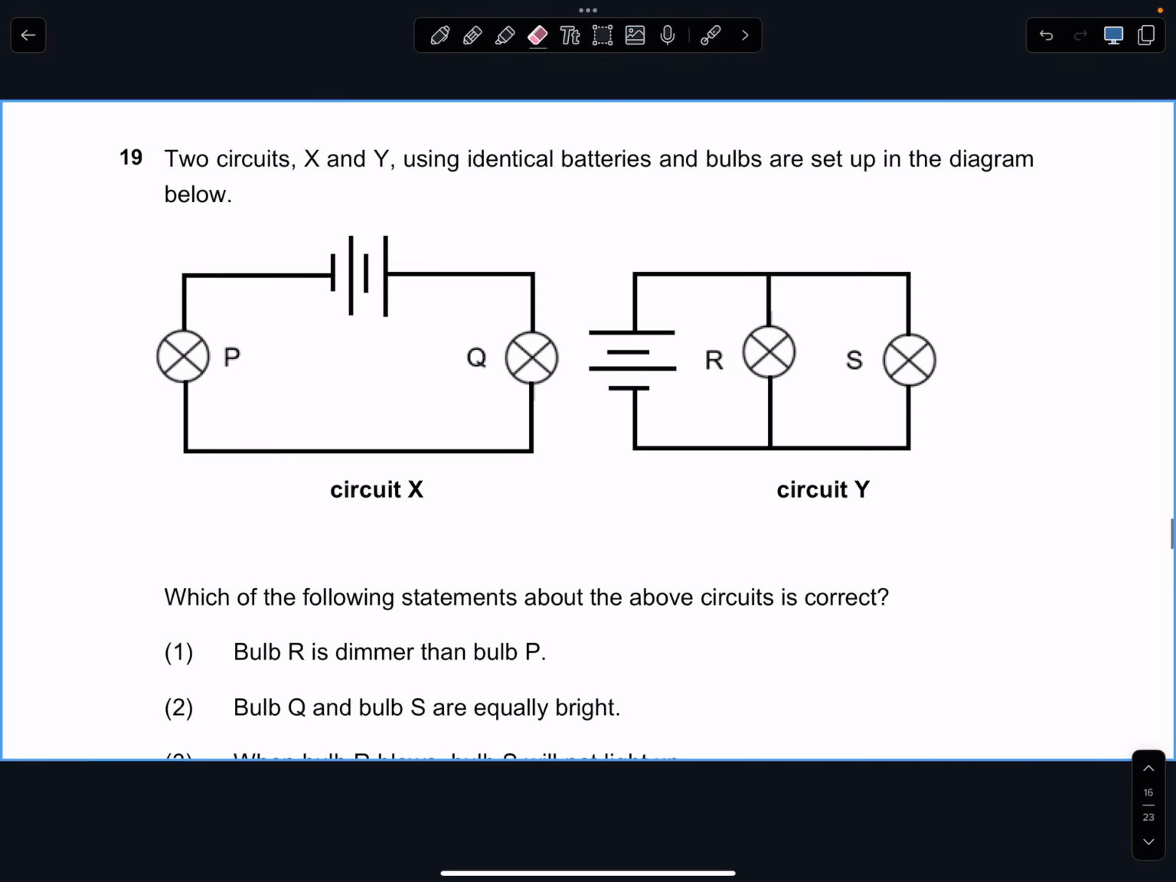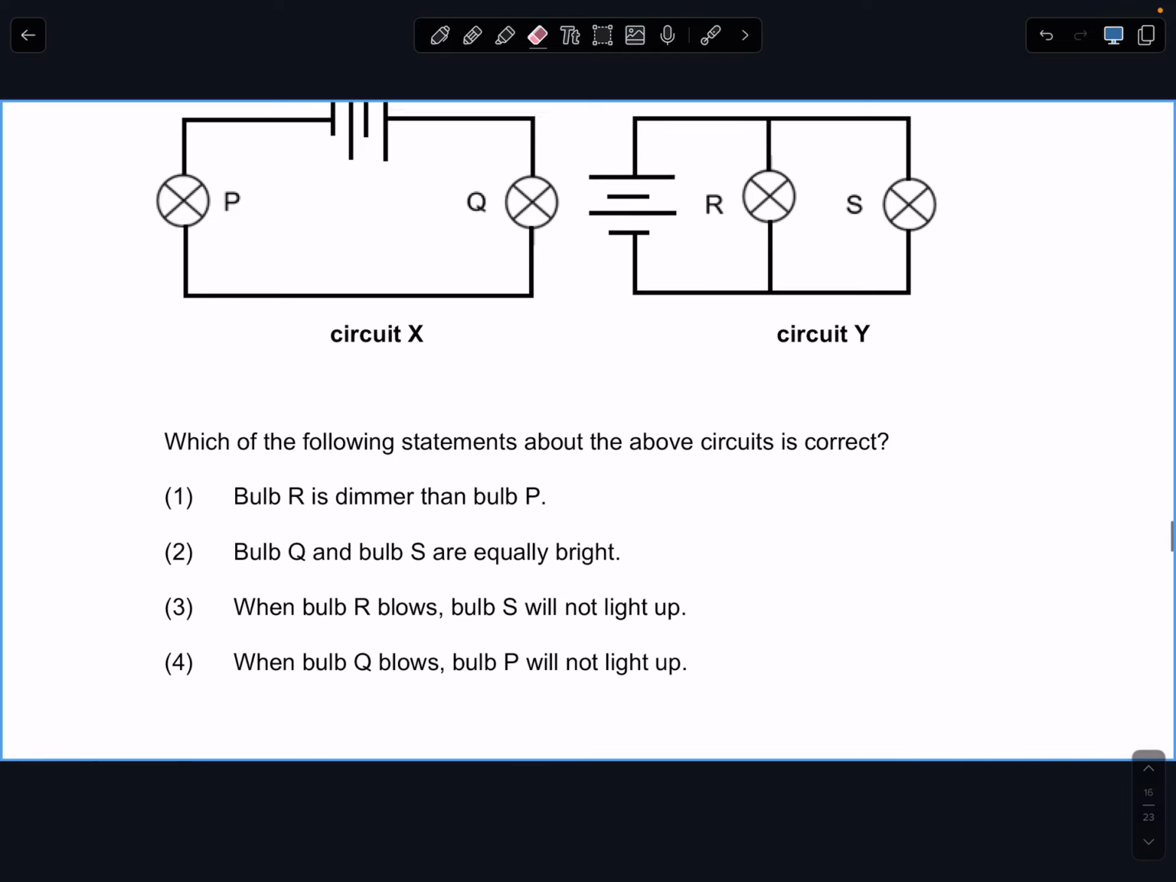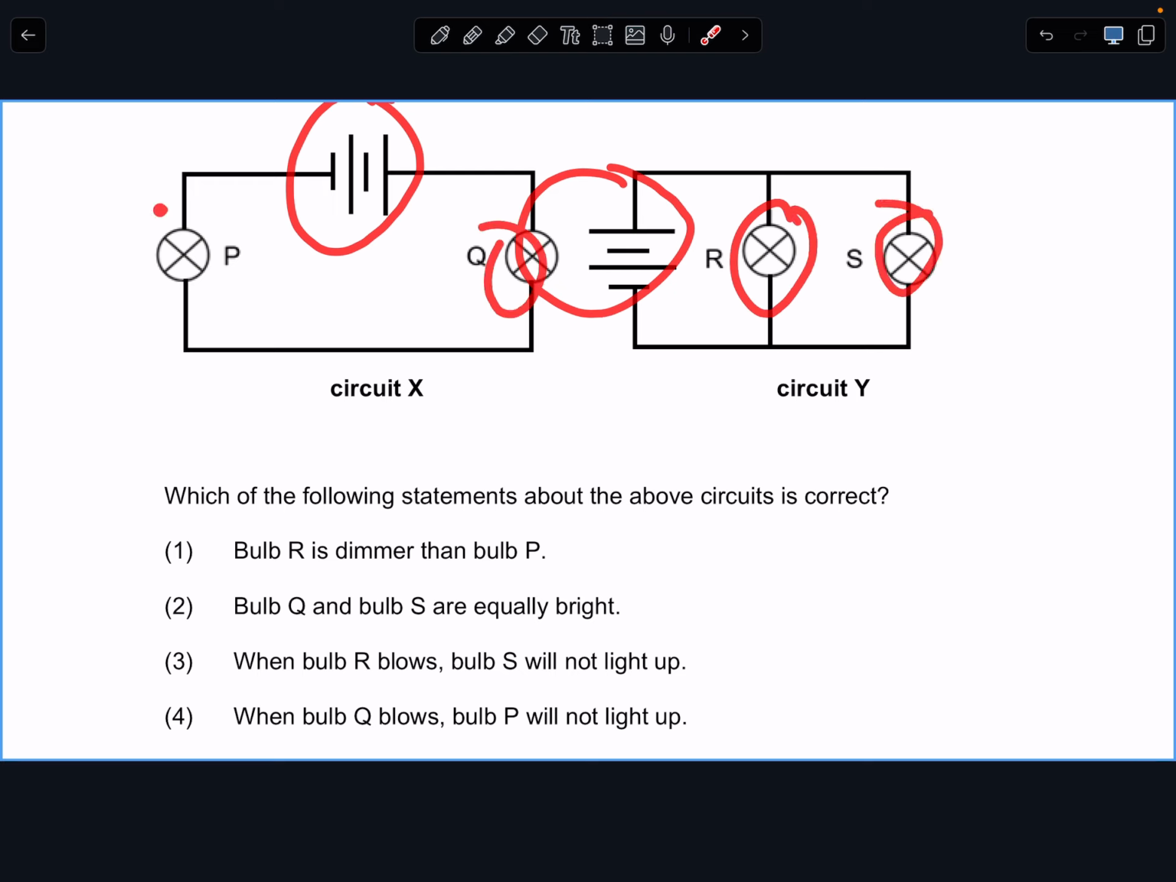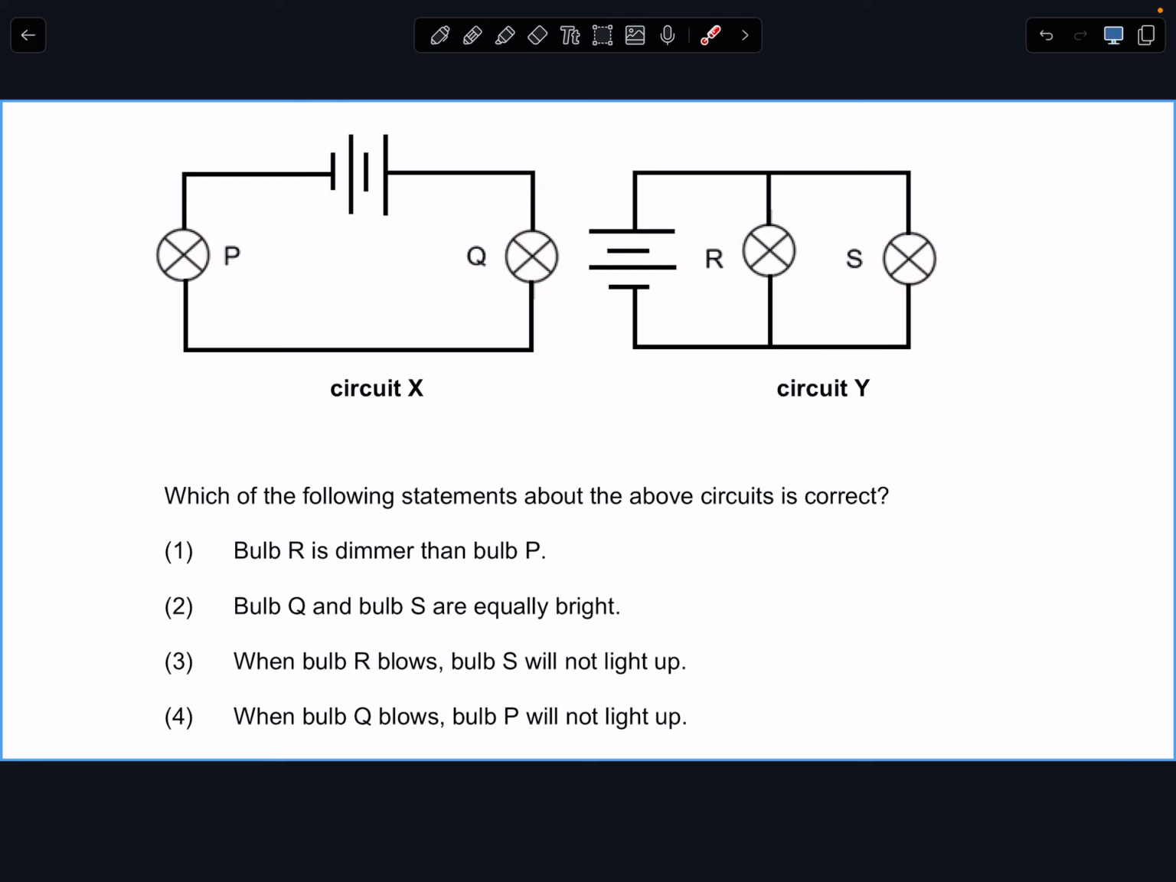2 circuits, X and Y, using identical batteries and bulbs are set up in the diagram below. Which of the following statements about the above circuit is correct? Okay? So in this case, we know that there are 2 batteries and 2 batteries, 2 bulbs and 2 bulbs. So you need to find what's the change variable. The change variable is only the arrangement. Everything else is the same. In exam, you have to check the number of batteries is the same. It's a trick question. Okay?